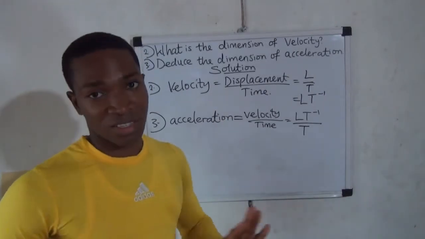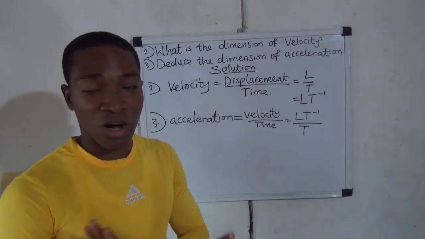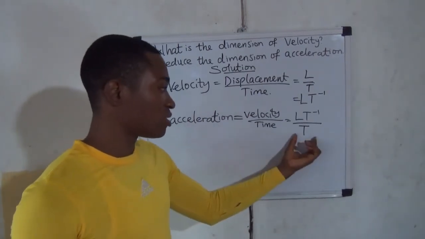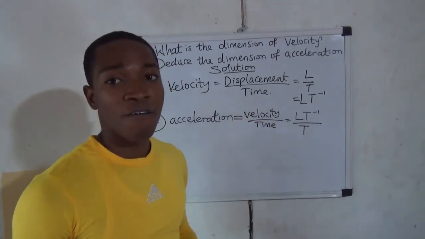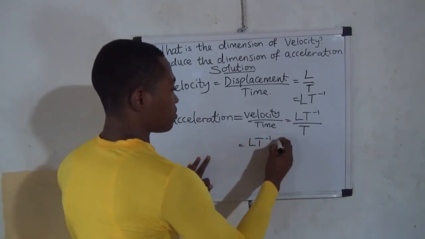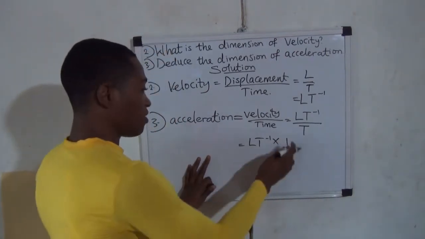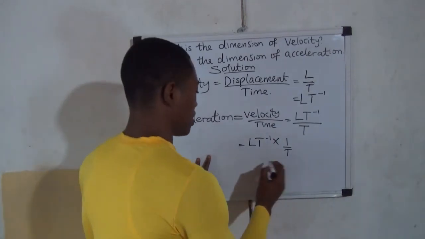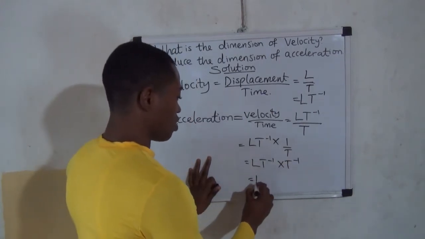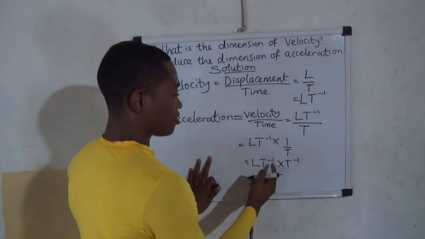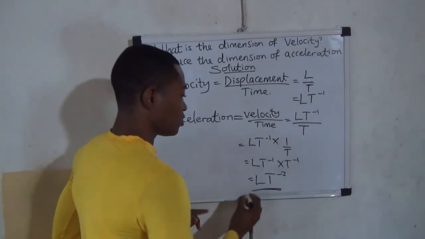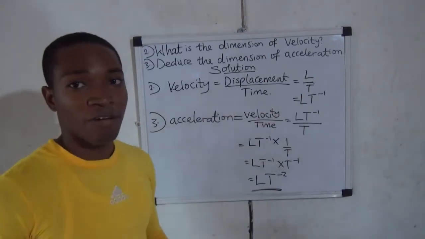Dimensional analysis is different from the derivation of the SI units of physical quantities. So here we are not dealing with the SI unit, we are dealing with the dimension. The symbol T for time, and L T to the power of minus 1 for velocity. So this is L T raised to the power of minus 1 multiplied by 1 over T, and 1 over T itself is T raised to the power of minus 1. So we have L T raised to the power of minus 1 multiplied by T raised to the power of minus 1, and that will be L T raised to the power of minus 1 plus minus 1. That is minus 2, according to the law of indices. So this is the dimension of acceleration, and the earlier one is the dimension of velocity.